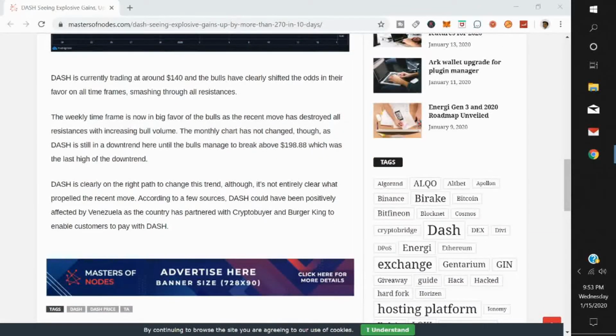Dash is clearly on the right path to change this trend, although it's not entirely clear what propelled the recent move. According to a few sources, Dash could have been positively affected by Venezuela, as the country has partnered with crypto buyer and Burger King to enable customers to pay with Dash.